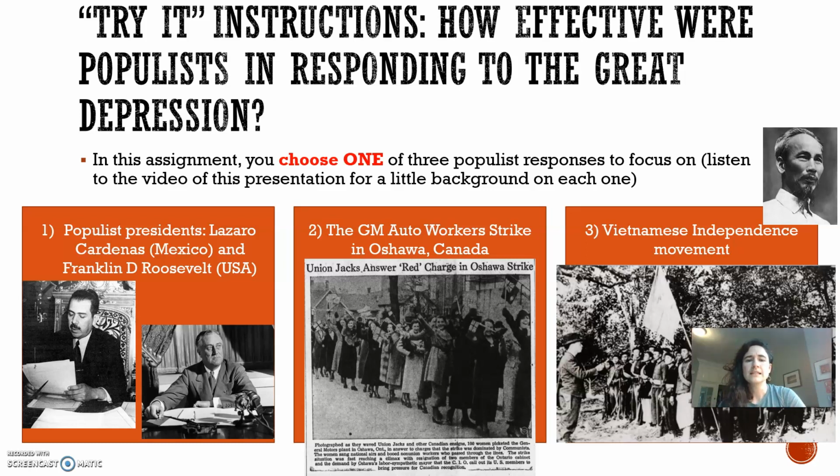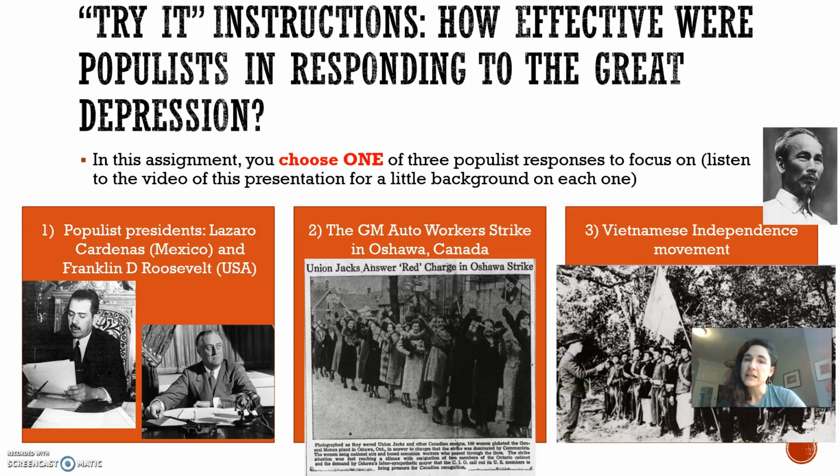Number 2 is the GM auto worker strike in Oshawa, Canada. These are people who worked in a car factory in Canada going on strike, which means altogether refusing to work in order to get their demands met during the Great Depression when they were suffering. So you'll get to see what actions these Canadian car workers took to try to deal with some of the problems of the Great Depression. This is populism, because they were all acting together for the demands of the people.